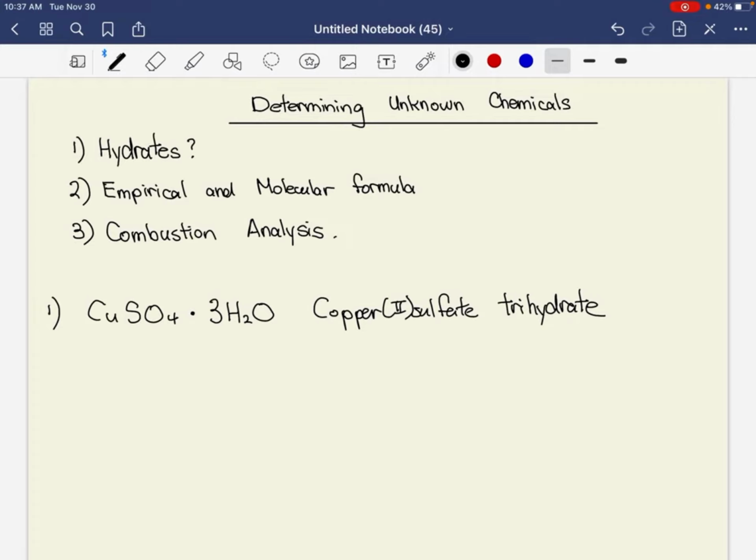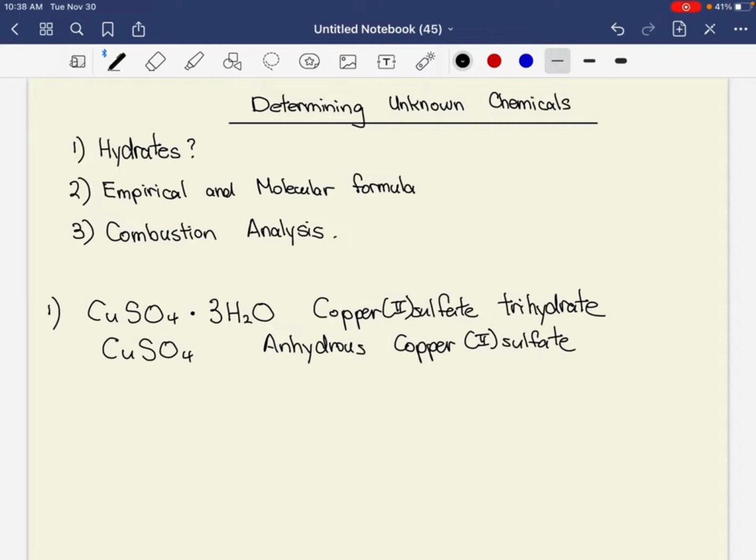Okay? However, what if I don't bond it to any water molecule? I just have CuSO4 the way it is. What would this be called? Well, the word here is anhydrous. So this will be the anhydrous form of copper 2 sulfate.